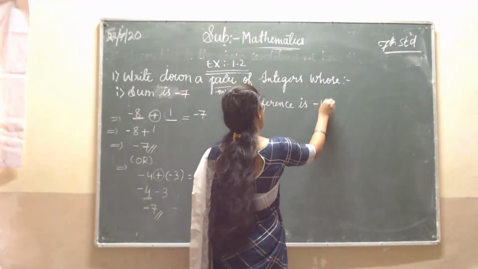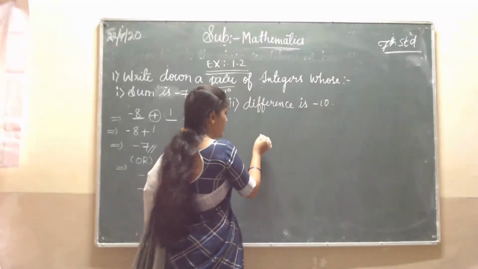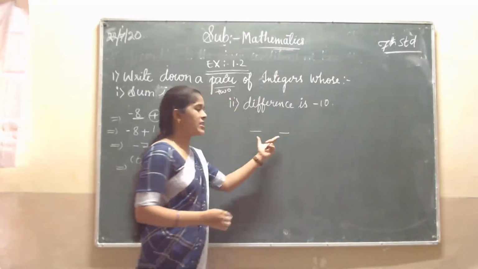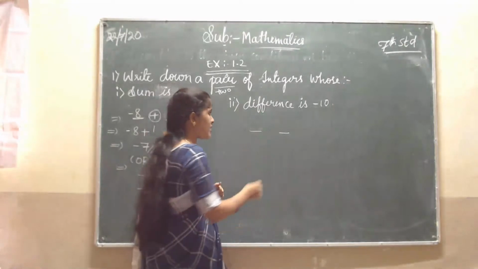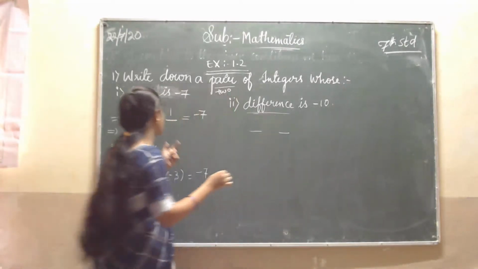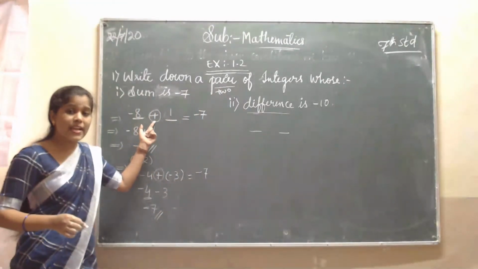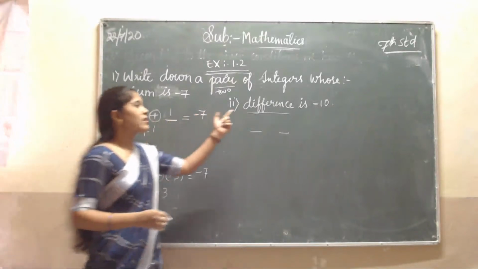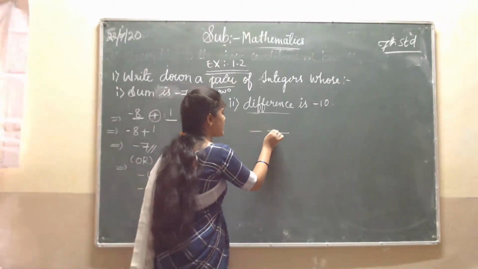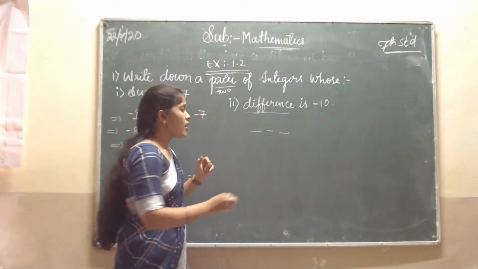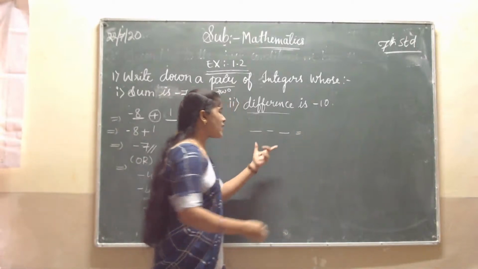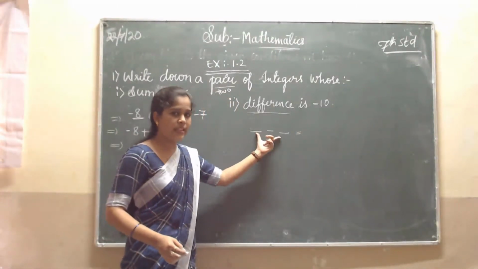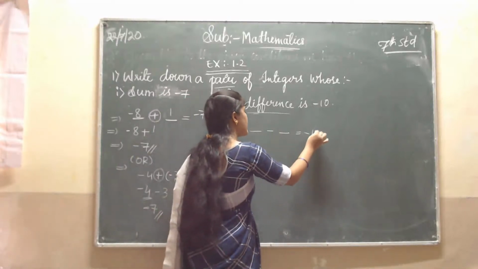The difference is minus 10. There are two ways with integers. Here they said sum, so we took plus. Here we took minus because the difference is there. So if we subtract two integers in such a way that we get minus 10.